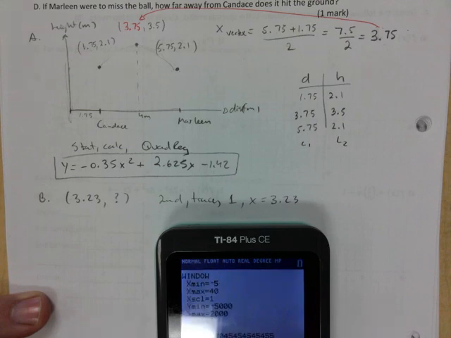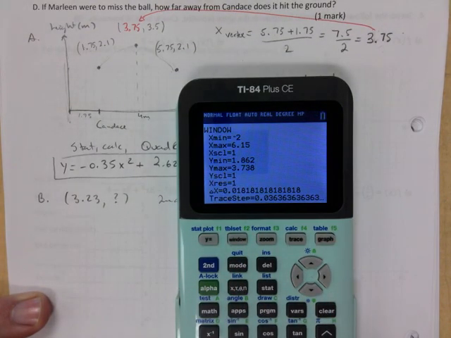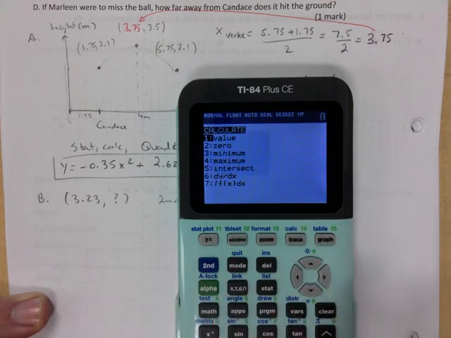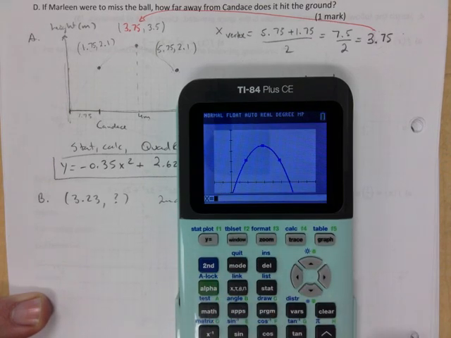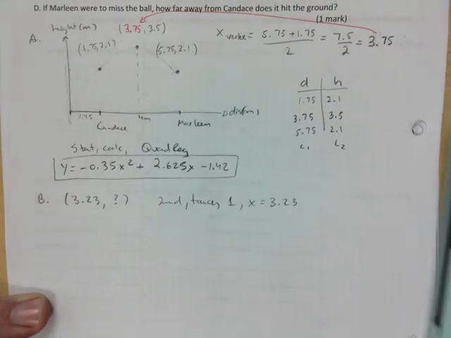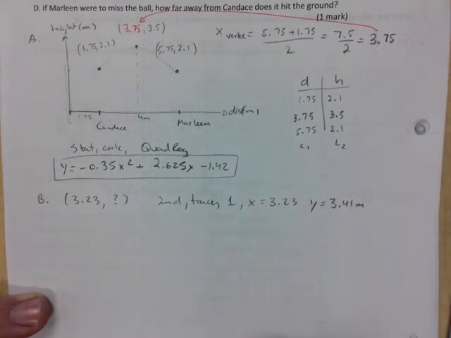I'm used to doing a zoom 9, but I'm going to adjust my window slightly. There we go. And so second trace 1, x equal to 3.23, and we're at a height of 3.41. 3.41 meters. That's how high the ball is there. So that would be answering that question.